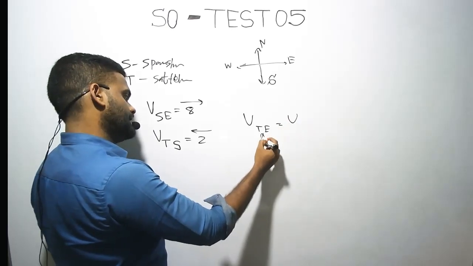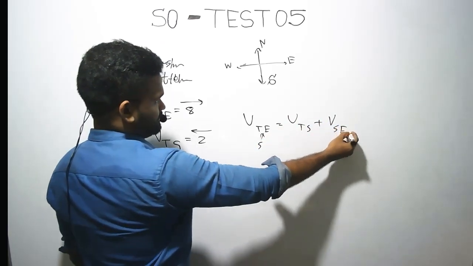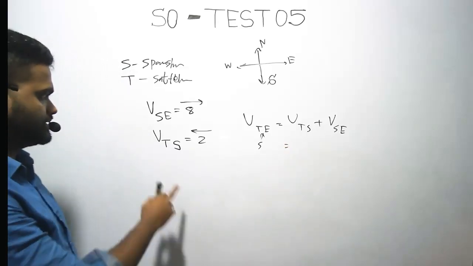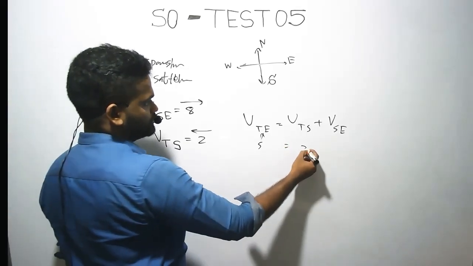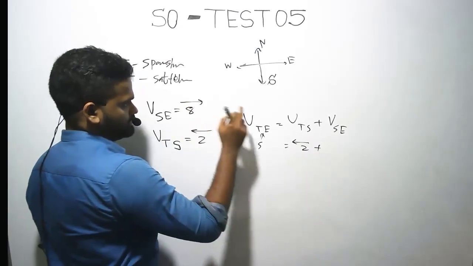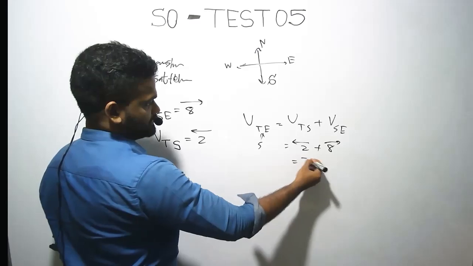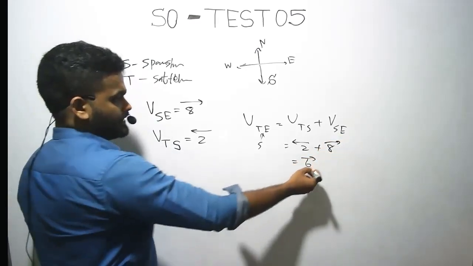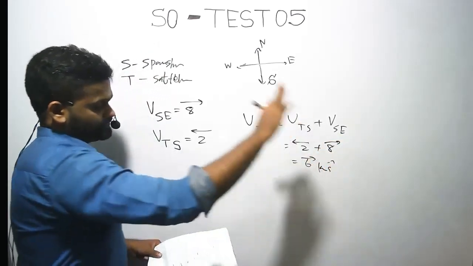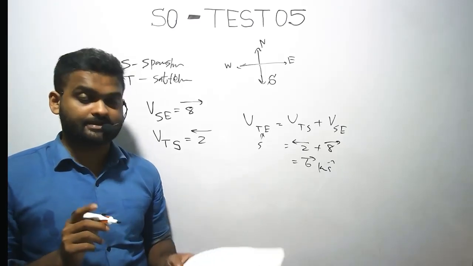Just put S here: VTS plus VSE. So TS is what? 2 to this side. SE to this side, 8. What is that? 6 to this side, right? Kilometers per second. 6 to east. That is the second answer.